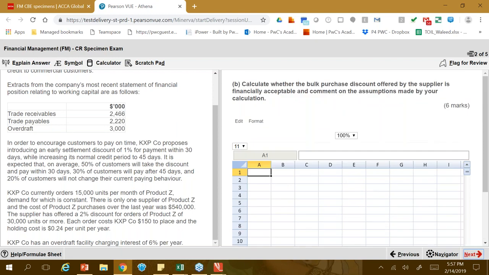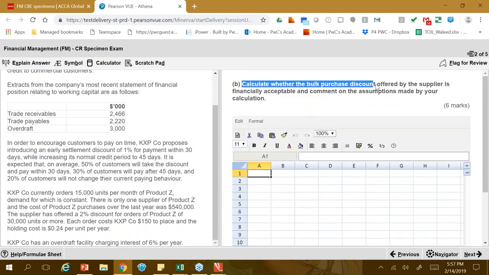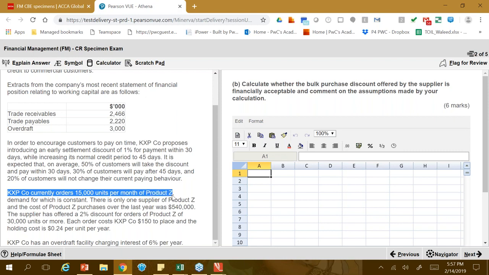The next part is to calculate whether the bulk purchase discount offered by the supplier is financially acceptable and comment on the assumptions made by your calculations for 6 marks. We need to read this scenario here. KXP currently orders 15,000 units per month of product Z, demand for which is constant. So we can find the annual demand here: 15,000 units per month times 12 will give us the annual demand.